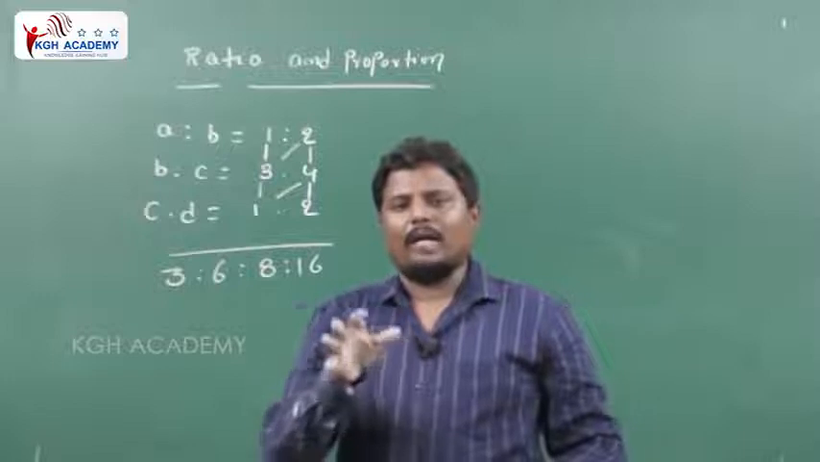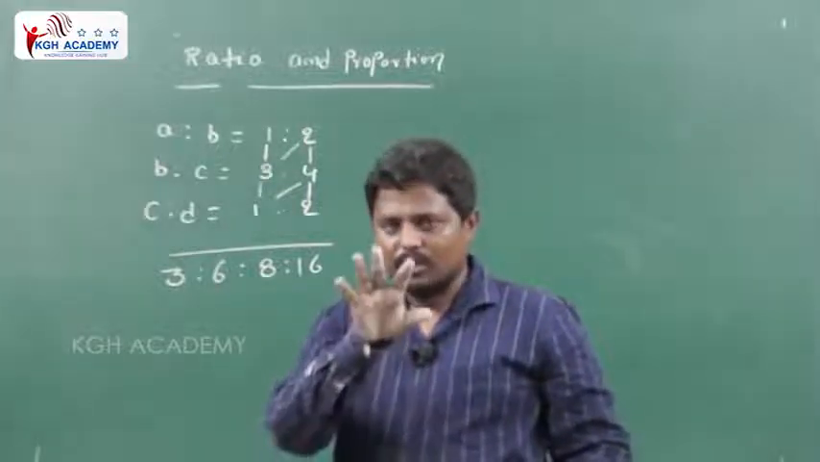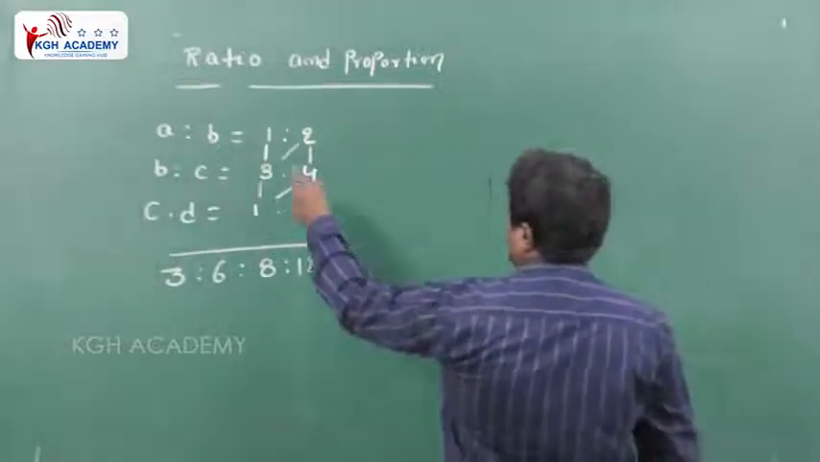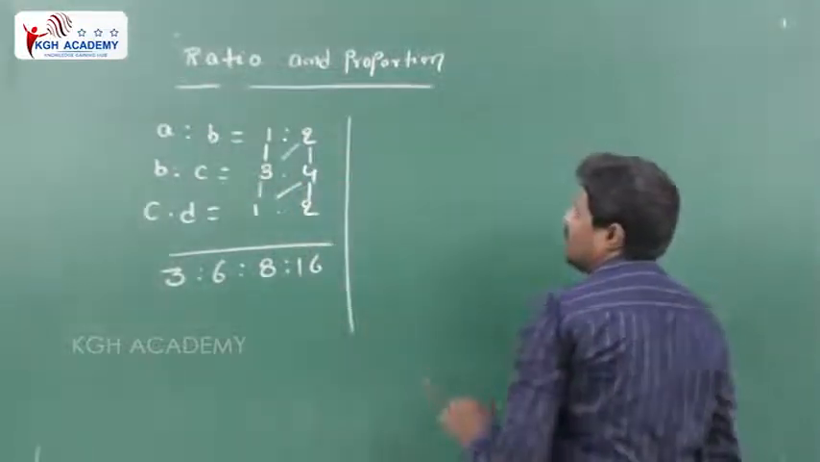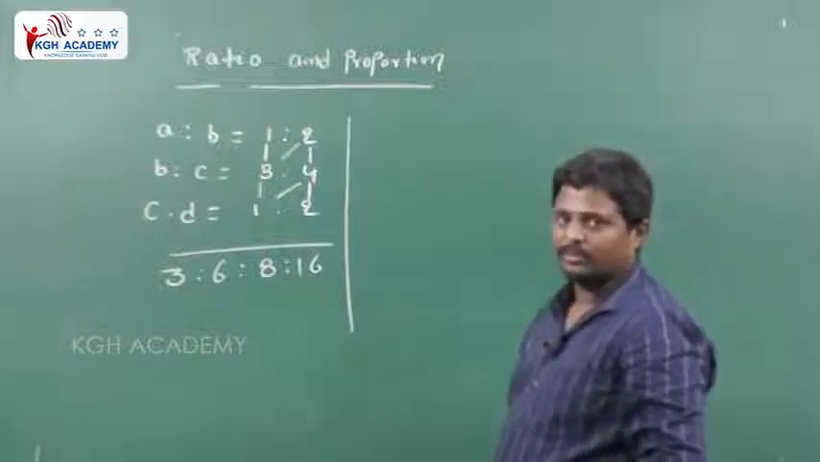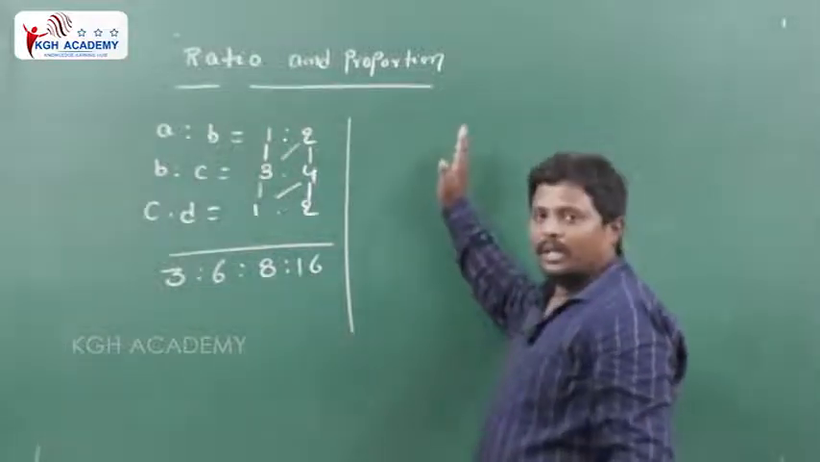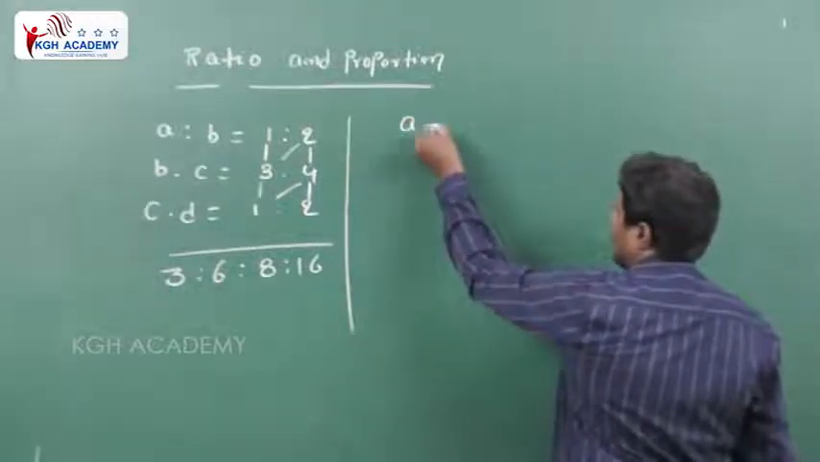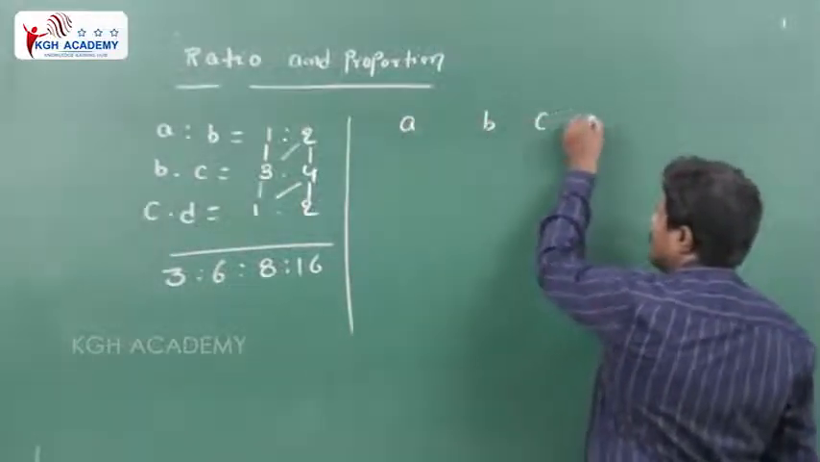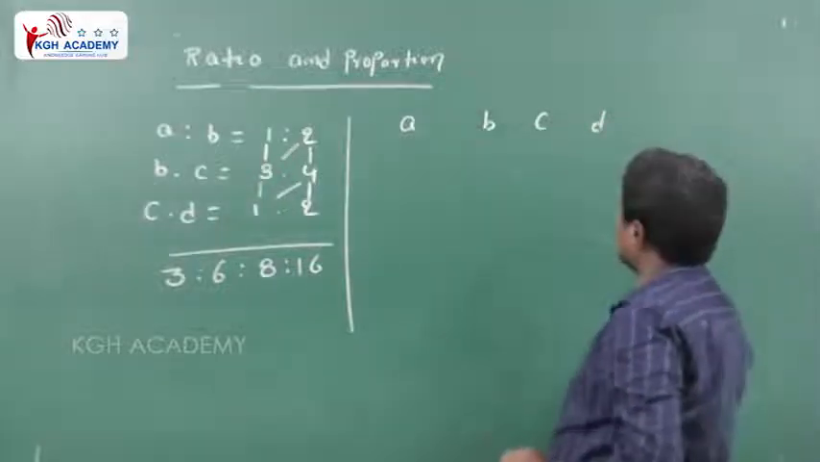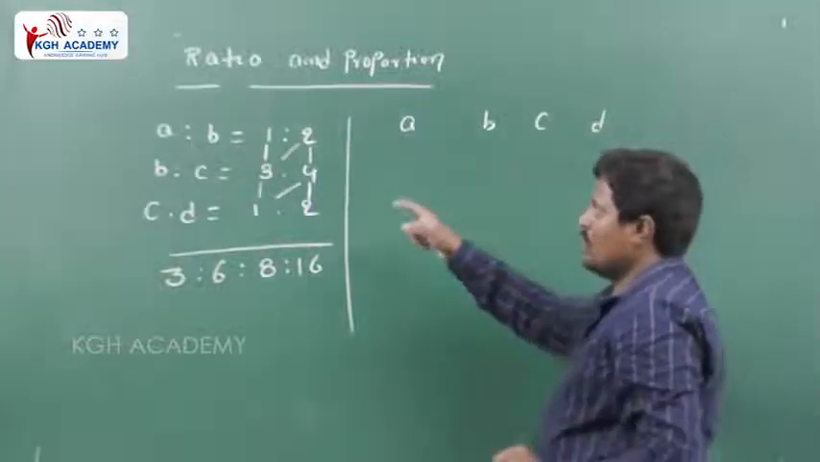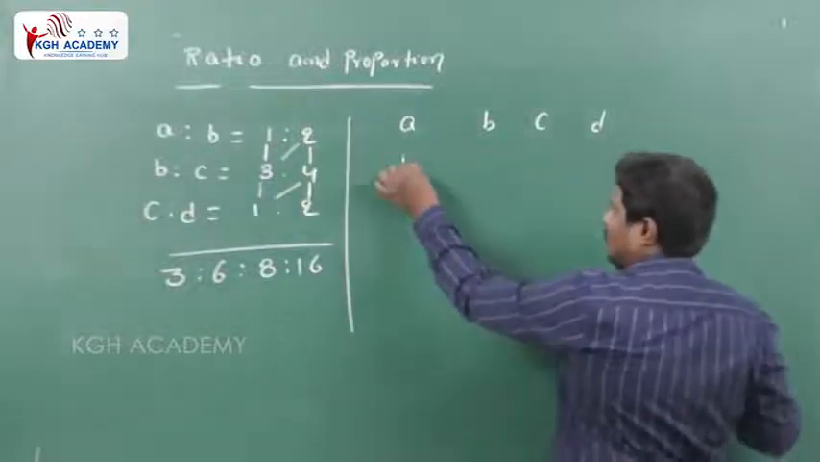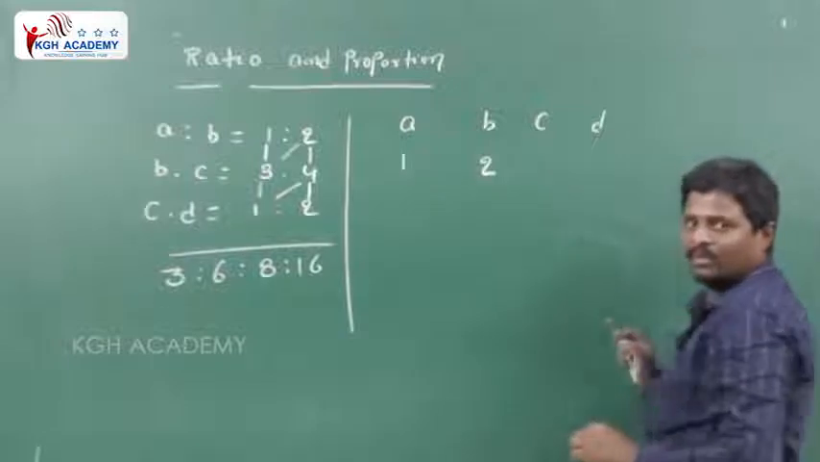Or else we have another way, only for non-math students. For example, if A is to B equals 1 is to 2, B is to C equals 3 is to 4, C is to D equals 1 is to 2. Let us suppose we take A, B, C and D. What is the ratio of A and B? 1 is to 2. Just write 1, 2.